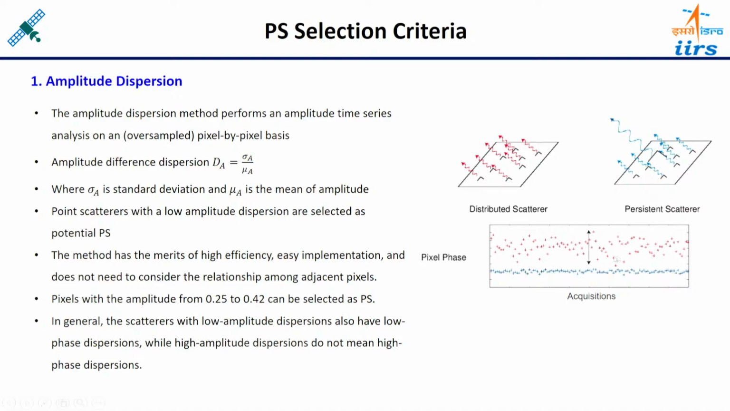Okay. So if the phase response is almost constant in all the images, those pixels are called PS points. If it is changing, that is DS, and if the scatter plot is very zigzag with no uniformity, those pixels are noisy. So from the distribution of phase versus acquisition time itself, you can identify which pixel is PS, which is DS and which is noisy.